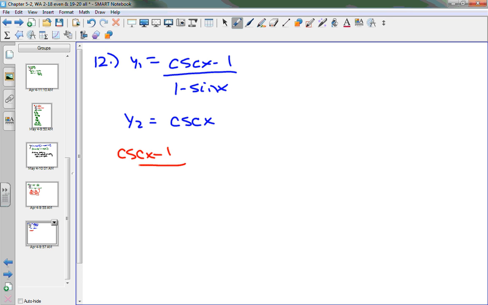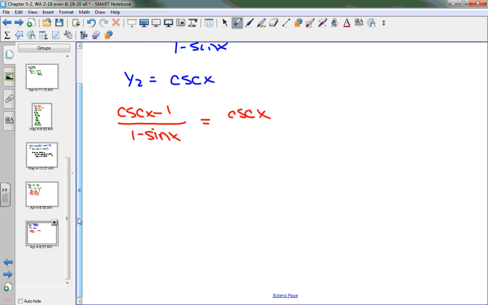Cosecant of x minus 1 over 1 minus the sine of x is going to equal the cosecant. I cannot manipulate the right-hand side. I can only manipulate the left-hand side. We all understand that. Okay, so what do I do? Nothing is squared, so can I use any identities right now?